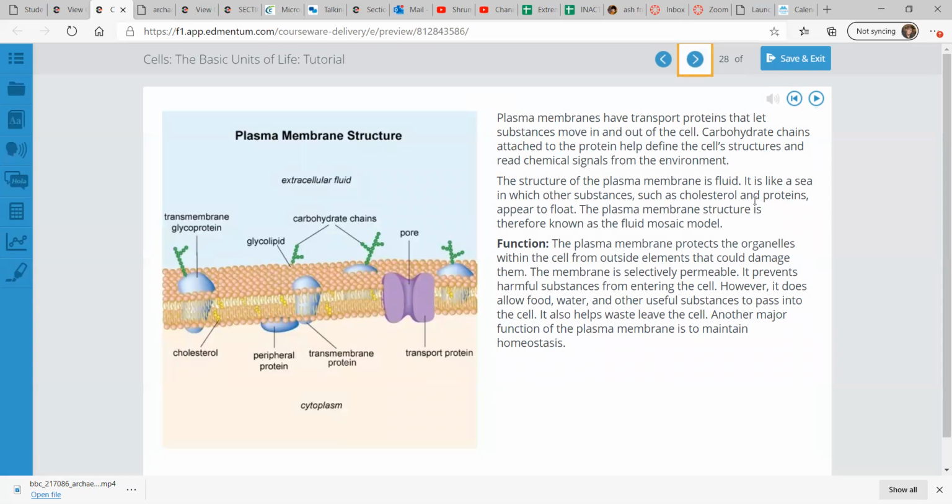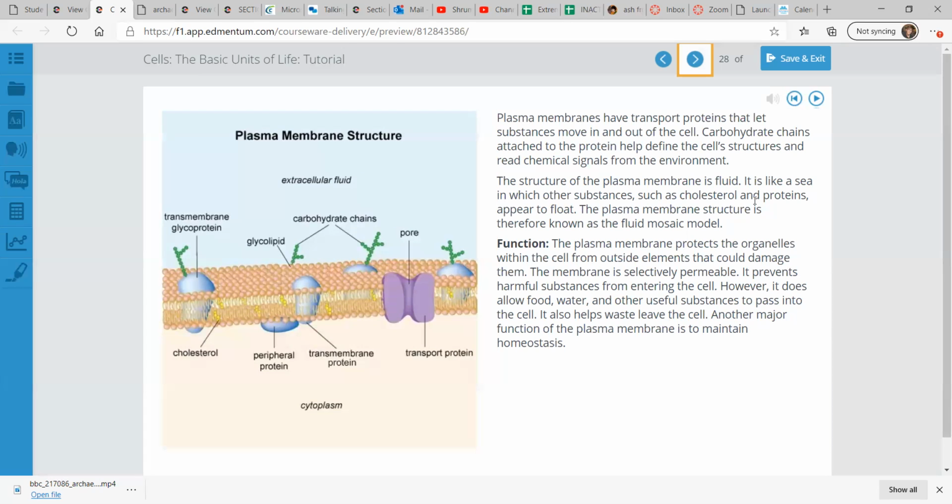Plasma membrane structure. Plasma membranes have transport proteins that let substances move in and out of the cell. Carbohydrate chains attached to the protein help define the cell's structures and read chemical signals from the environment. The structure of the plasma membrane is fluid. It's like a sea in which other substances, such as cholesterol and proteins, appear to float. The plasma membrane structure is therefore known as the fluid mosaic model.